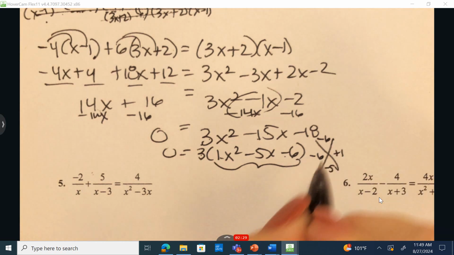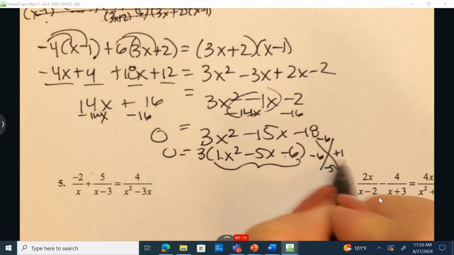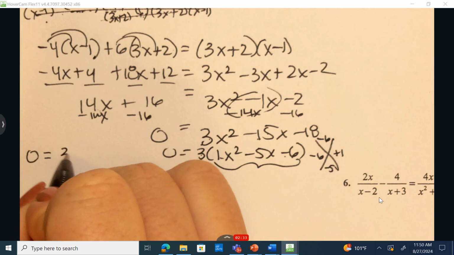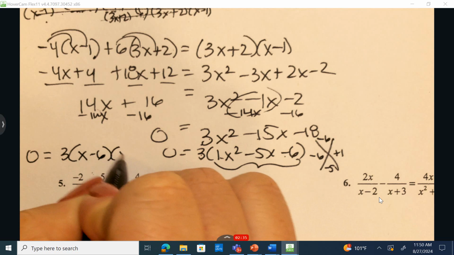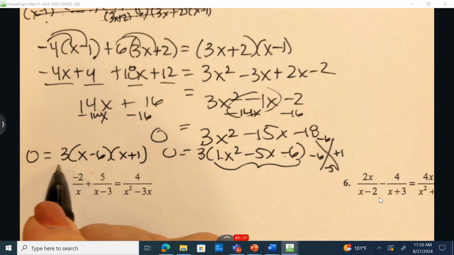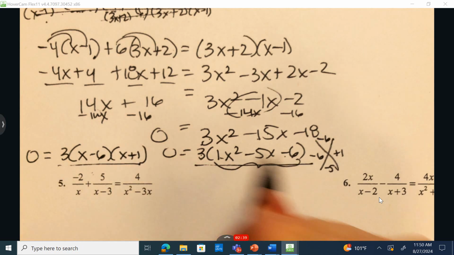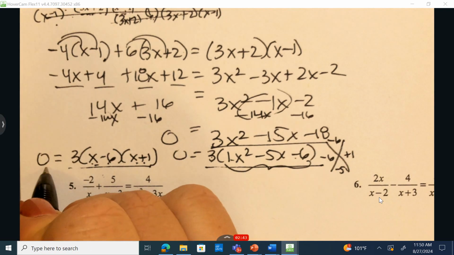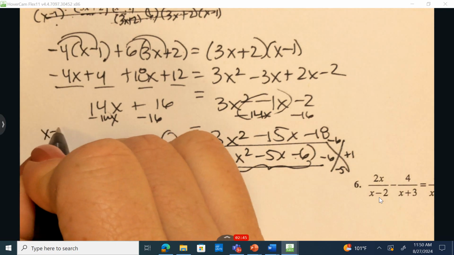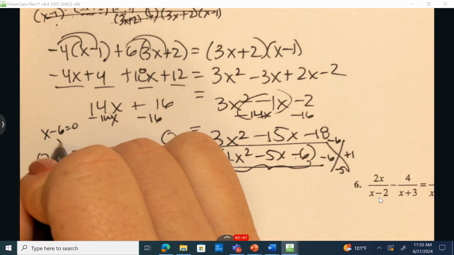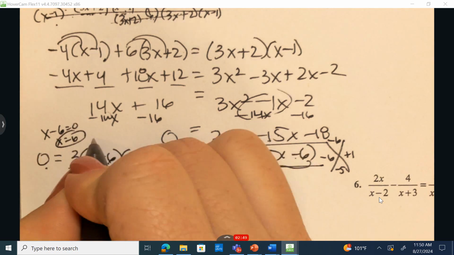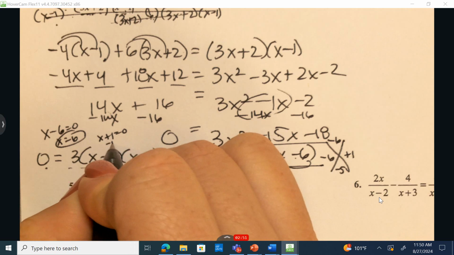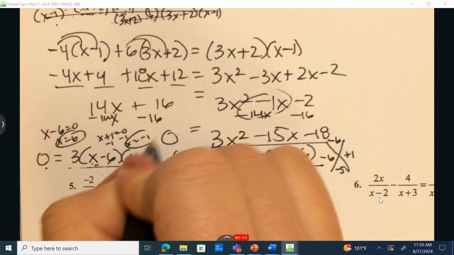So I'm going to come off to the side here, and this can be factored into 0 equals 3 times x minus 6 and x plus 1. This is equivalent to this. When I set each quantity equal to 0 and solve, x minus 6 equals 0, I add 6 to the other side. There's one answer. And I come over here, and I subtract 1, and the other answer is negative 1.